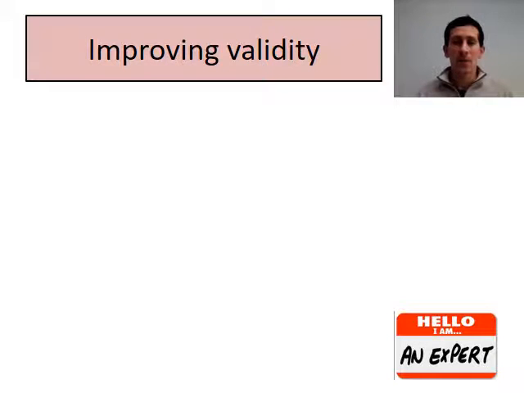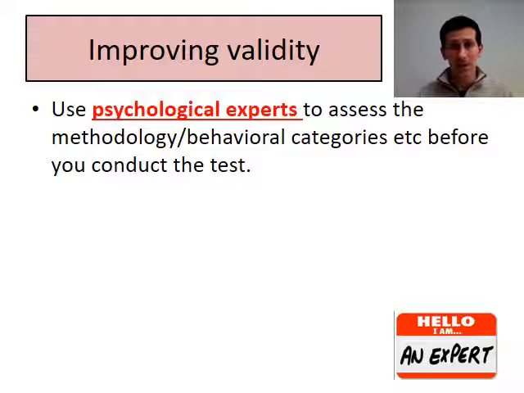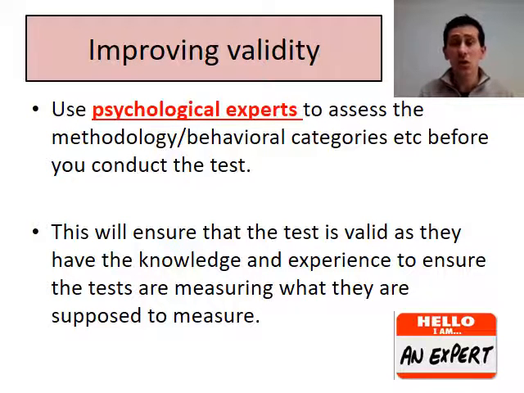So how do we go about improving validity? Well, one way is to use psychological experts. Psychological experts can always check methodology or behavioural categories before you actually conduct the test. And this could also be a way of checking the face validity. Psychological experts will be able to have a look at your methodology on the face of it and say, right, yes, that's a valid test. Or no, what you've done doesn't quite measure what you want to. You need to go back and check it. They have the knowledge and the experience to ensure that tests are actually measuring what they're supposed to measure.